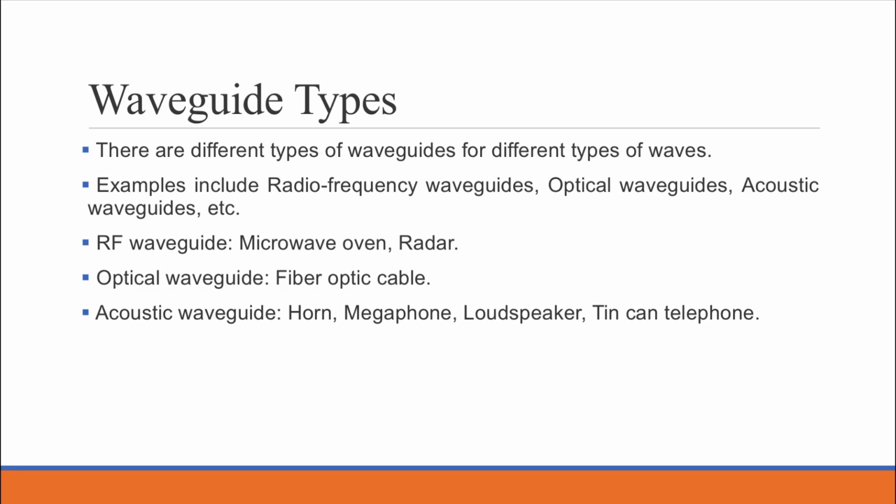Examples of radio frequency waveguides include microwave oven, radar. In case of optical waveguides, there's this well-known fiber optic cable offering high-speed internet. And finally, we also have acoustic waveguides. Examples include horn, megaphone, loudspeaker, and even tin can telephone.